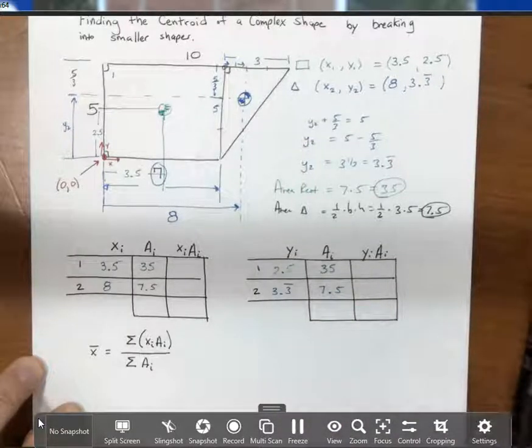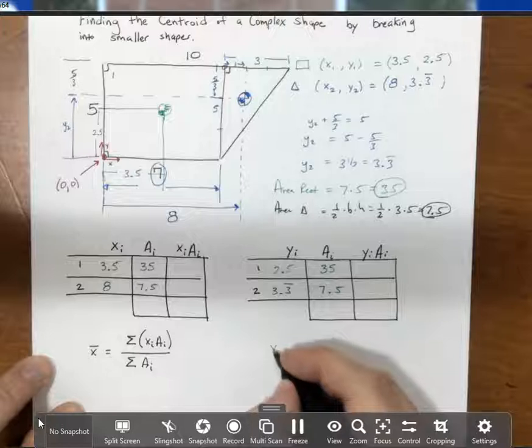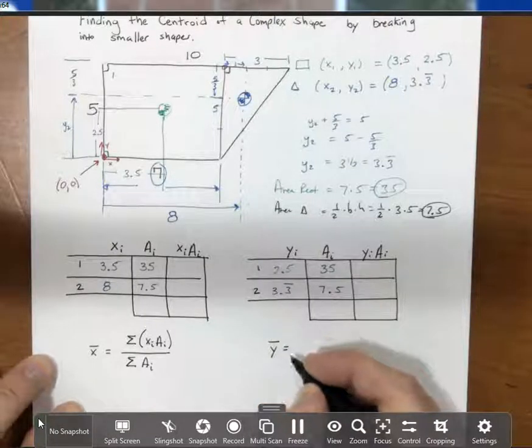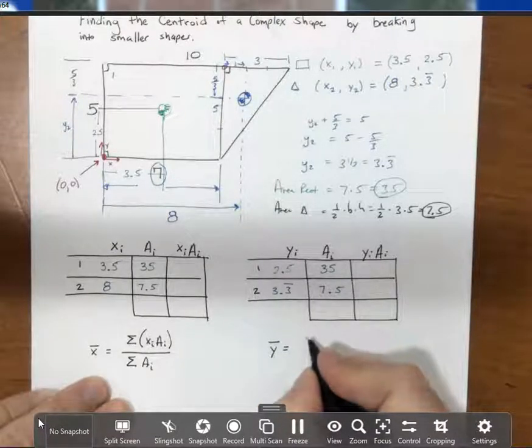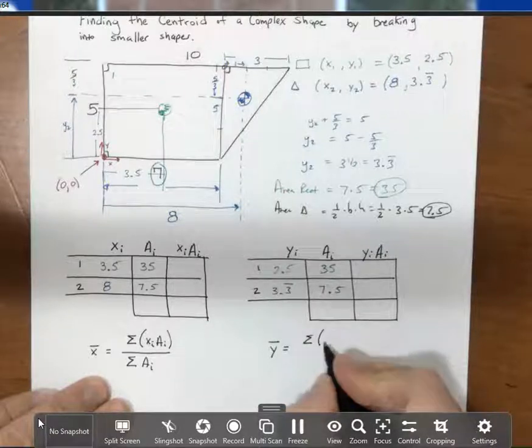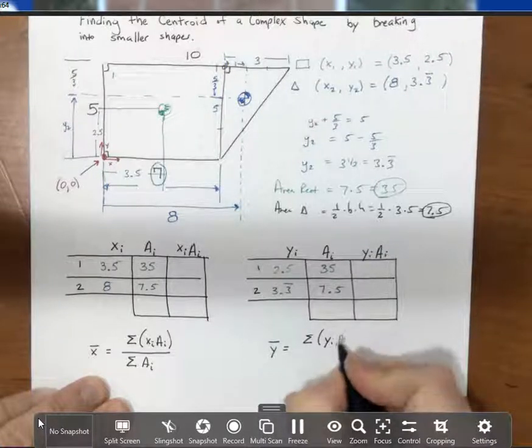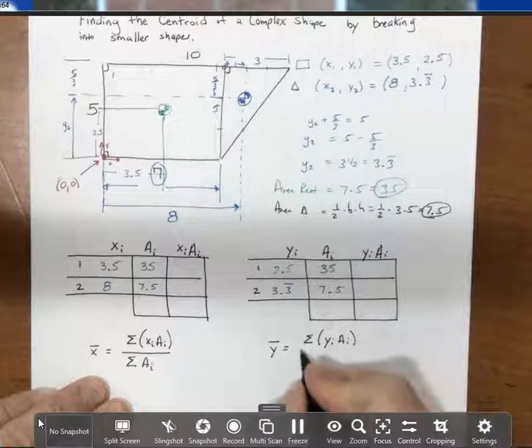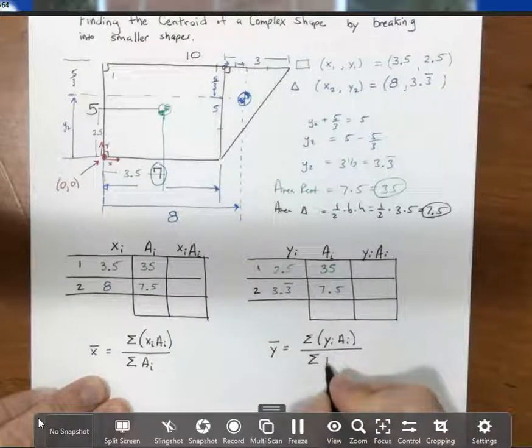Okay. So for the y-coordinate, the formula looks exactly the same. It's just a y instead of an x in there, so I'll write it out. We want the summation of the product of the y-coordinates and their areas, divided by the sum of the areas.